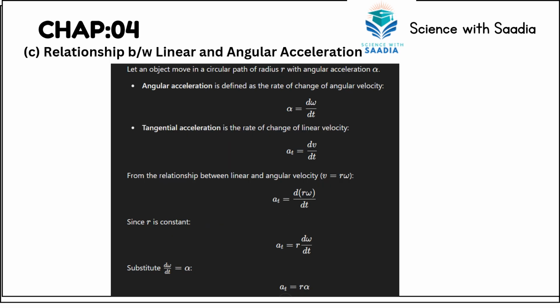That is the relationship between linear and angular acceleration. Here we are given the angular acceleration, that is the change of angular velocity over time, and linear acceleration is the change of linear velocity over time. So we know from the relationship between linear and angular velocity, v = r omega. Since r is a constant, we differentiate it, and here we substitute the value of d omega by dt, that is angular acceleration. We get the final relationship, that is linear acceleration a = r alpha, where alpha is the angular acceleration.